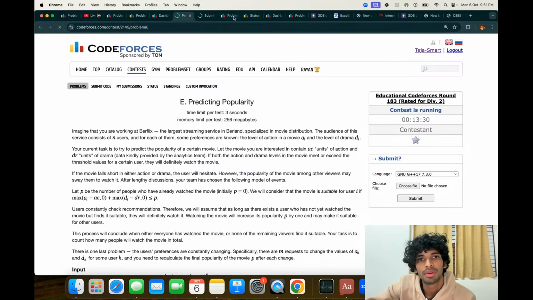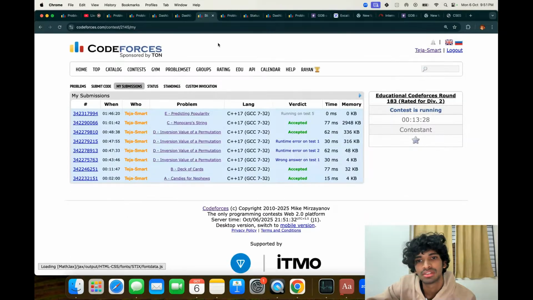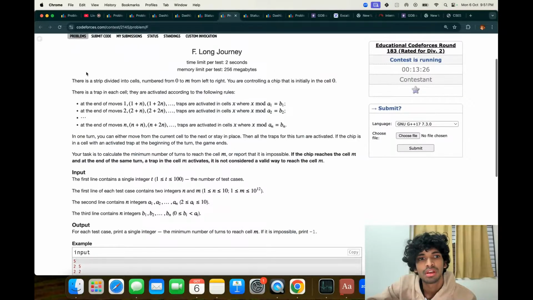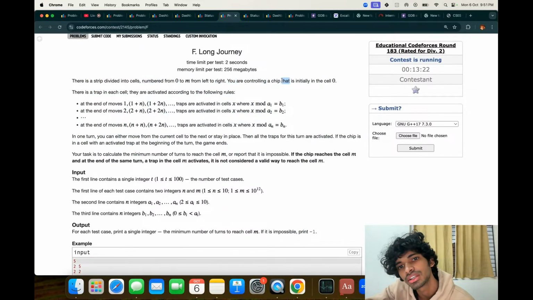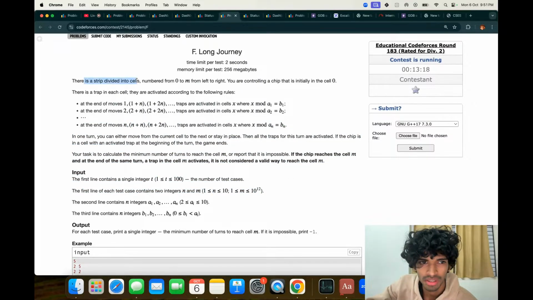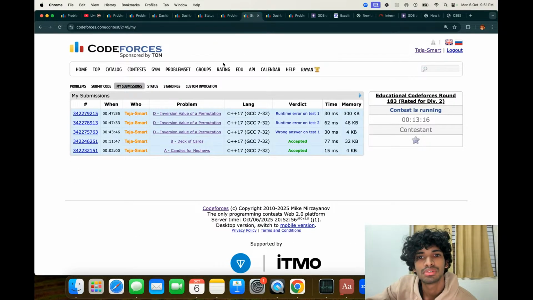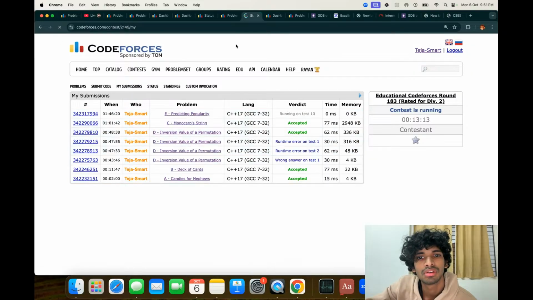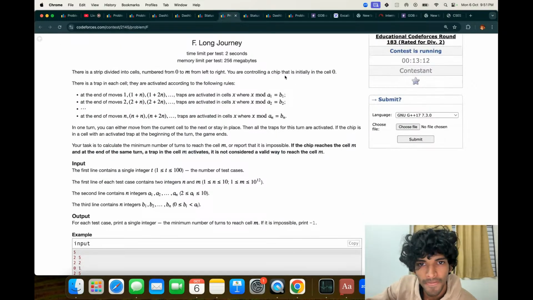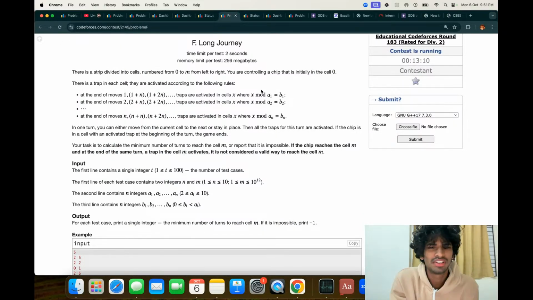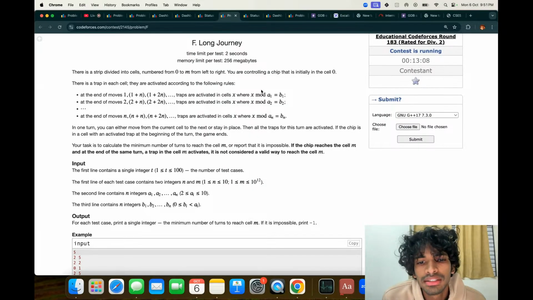I hope F is a good problem, but I cannot solve it in 30 minutes, right? There is a strip divided into cells numbered from 0 to m from left to right. You are controlling a chip that is initially in the cell 0. This seems a good problem. Can I solve it if it is a good problem? M is 10 power 12. There is a trap in each cell. They are activated according to the following rules.